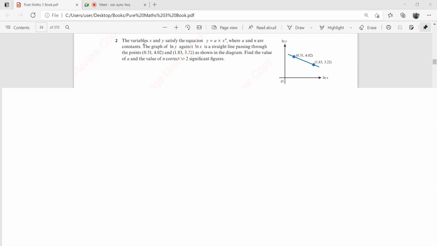Now look at this. It says the variables x and y satisfy the equation y equals a times x raised to power n, where a and n are constants. The graph of ln y against ln x is a straight line passing through the points this and this. Find the value of a and the value of n correct to two significant figures. Okay, kids, so look at this.